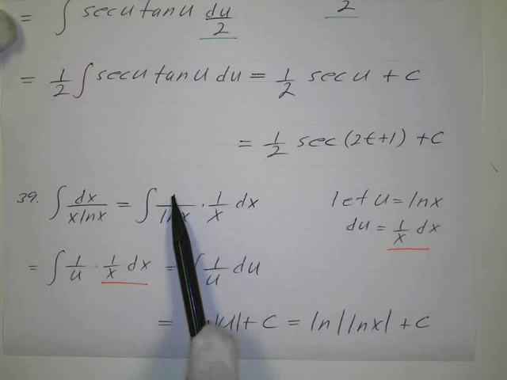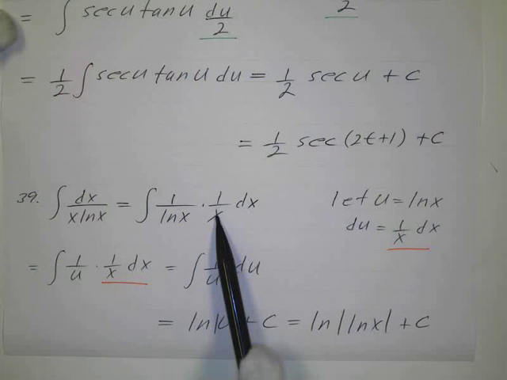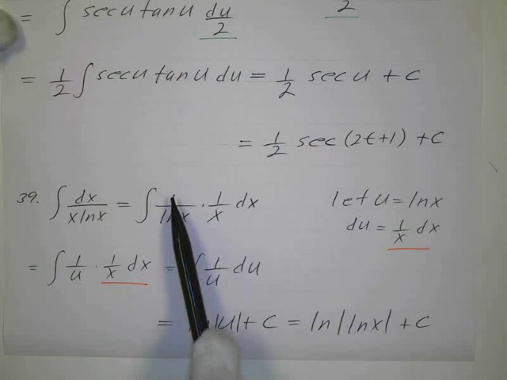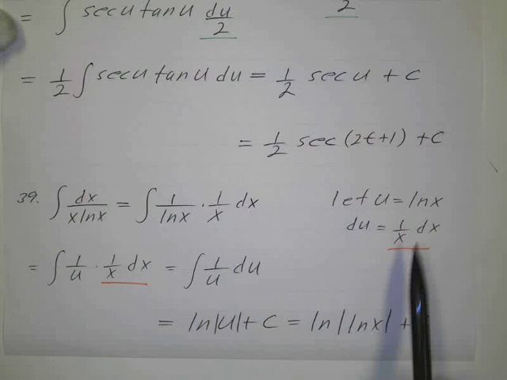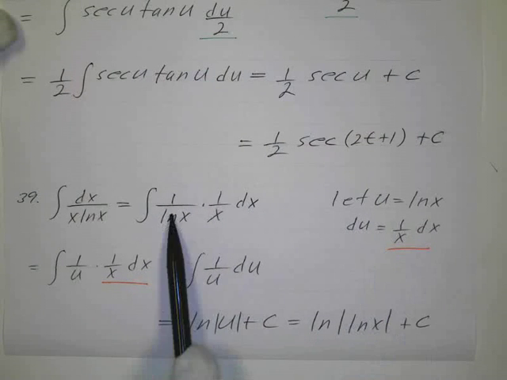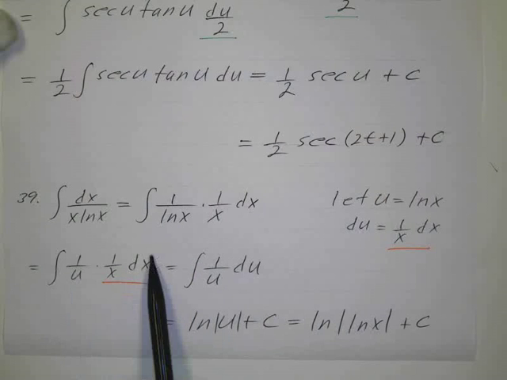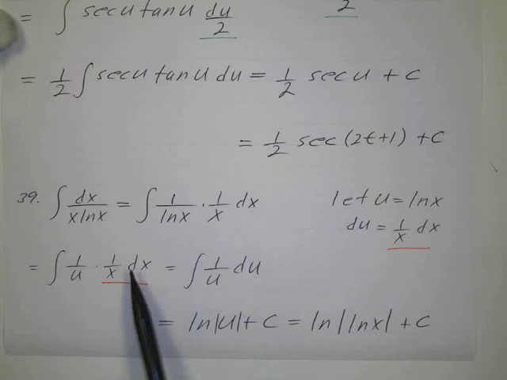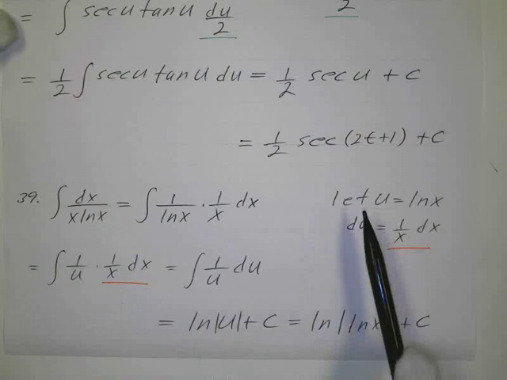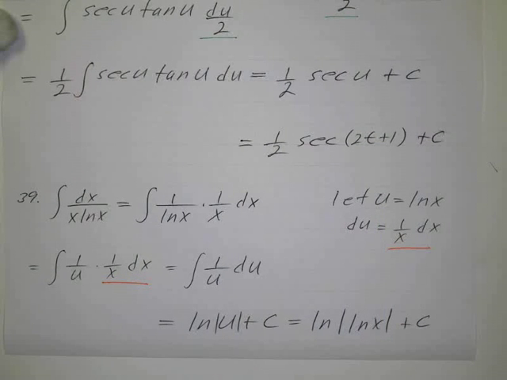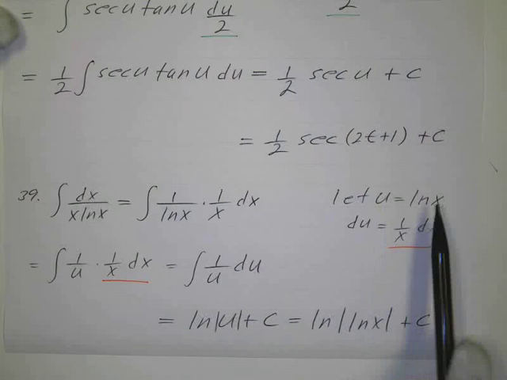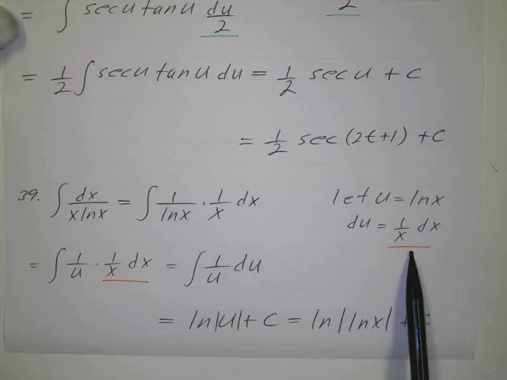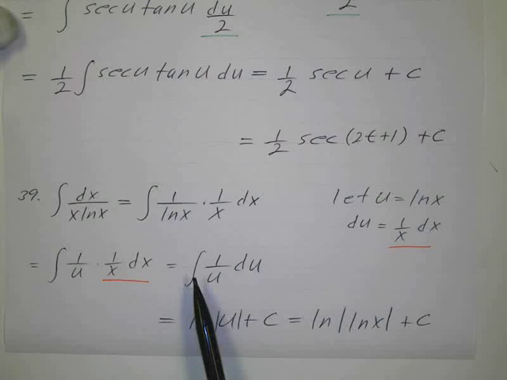So I rewrote this as 1 over the natural log of x times 1 over x dx, and this looks like, again, 1 over u, and the derivative of this is that. So I let u equal the natural log of x, so this is going to be 1 over u times this, and then I want to find du. Since I let u equal the natural log of x, du will be the derivative of that, which is just 1 over x dx, and see, I've got a perfect match here.